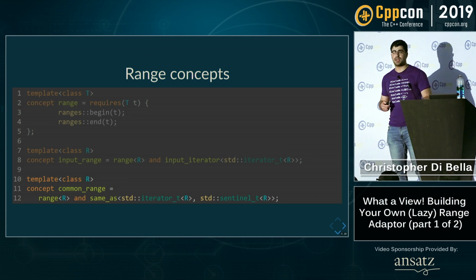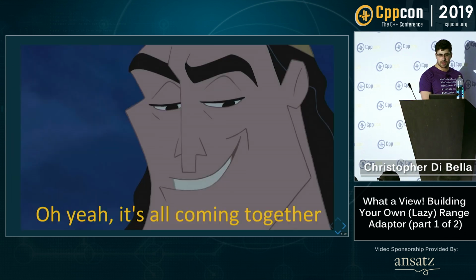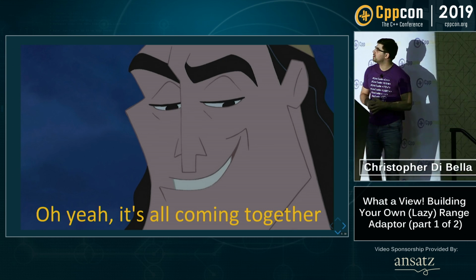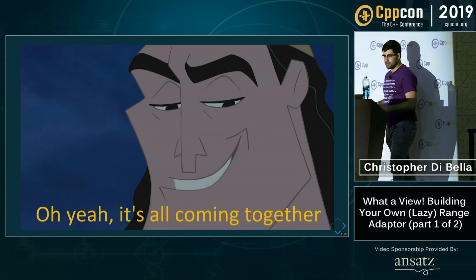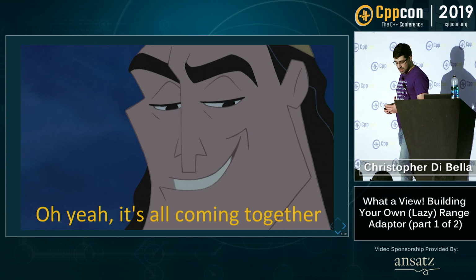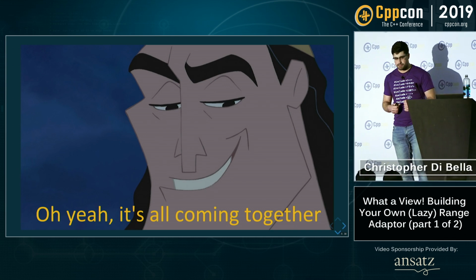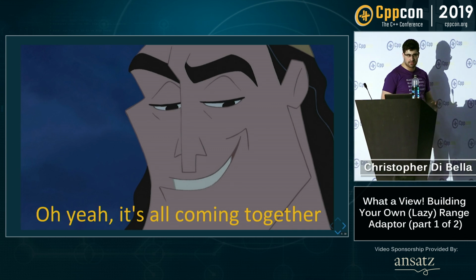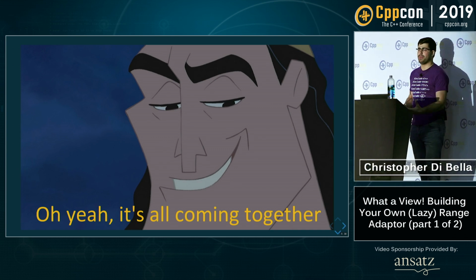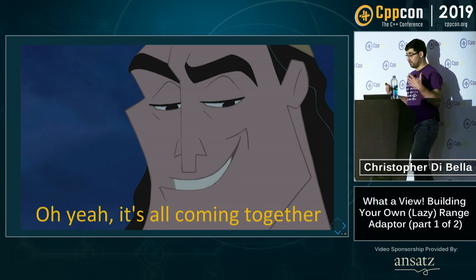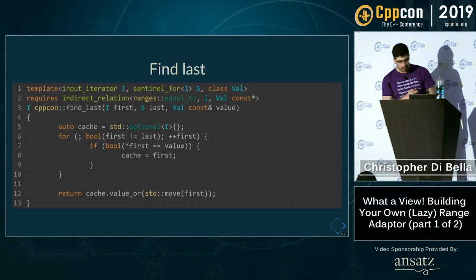I can't see any. Okay, so it should all be coming together now, and so we're going to spend a few minutes looking at iterators, just to make sure that everyone understands the different kinds of iterators that we have and how we can move forward with building our range adapter.